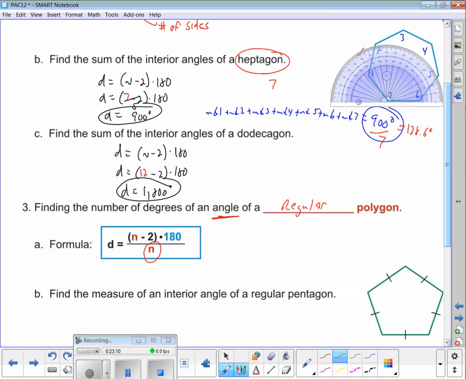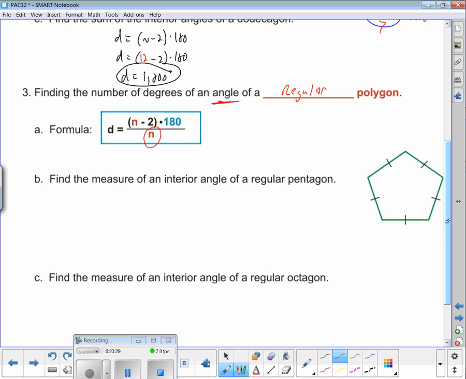No matter how big the heptagon, no matter how small the heptagon, if it's a regular heptagon, and that's what I used. By the way, the first formula will figure out the degrees of any polygon, regular or not. The second formula is only for a regular one. But if you want to find the individual angle, you can only find it for regular polygons. All right, so that's the formula. Pretty easy to use. I'll just leave that circle there.